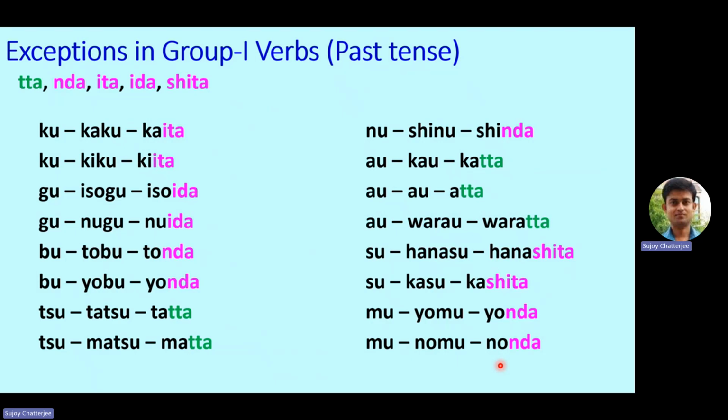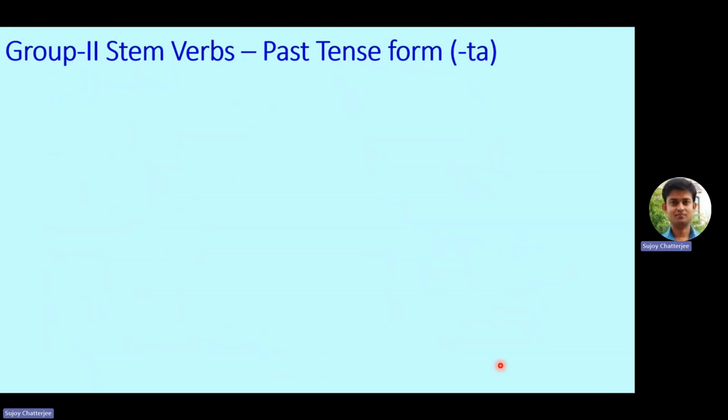So with that recap, all these we have studied in detail in the previous lesson. We just did a recap because it has been a while since we did the last lesson. There has been a gap because I wasn't well. So I thought of having a quick recap so that you can relate to what I am going to teach today. So now let's come to today's topic, group 2 stem verbs past tense form.